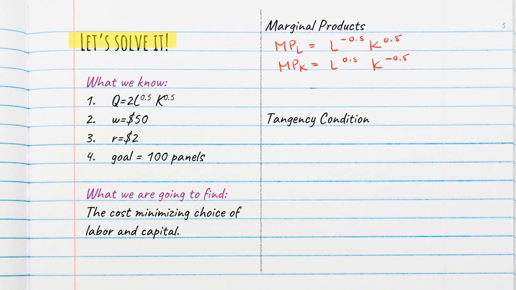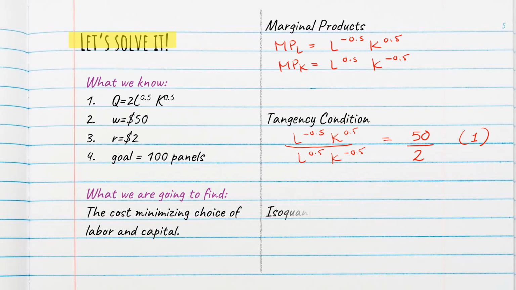With these marginal products, we can set up our tangency condition. The tangency condition has us put the marginal product of labor over the marginal product of capital. So L to the negative 0.5, K to the 0.5, divided by L to the 0.5, K to the negative 0.5. So that's our ratio of marginal products. And we're going to set that equal to the ratio of prices. The price of labor is the wage. And the price of capital is often referred to as the rent. We'll call this equation 1.